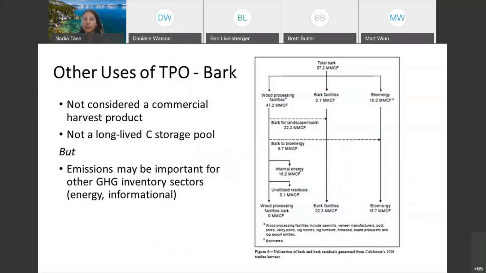So, other uses of TPO. I mentioned earlier, our accounting doesn't include bark at this point. It's not really considered a commercial harvest product, and it's not a long-lived carbon storage pool, but we are using the heck out of it in California, and so the emissions really might be important for other greenhouse gas inventory sectors. And so I think Todd and Kate have added this bark Christmas tree to our TPO reports, and it makes us really happy.